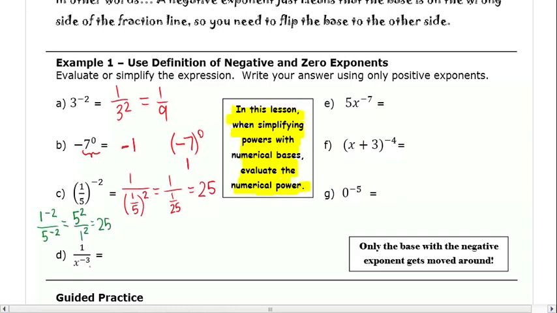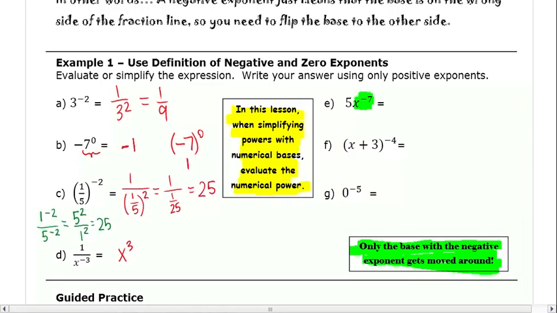Letter D, notice it's in the denominator now, but we're still just going to put it on the other side of the fraction. So we're going to pull it up into the numerator, and letter D equals x cubed. Another note is if we have multiple things going on here, only the base with the negative exponent gets moved around. So in letter E, the only thing that has the negative exponent is this x, so that 5 is going to stay where it is.